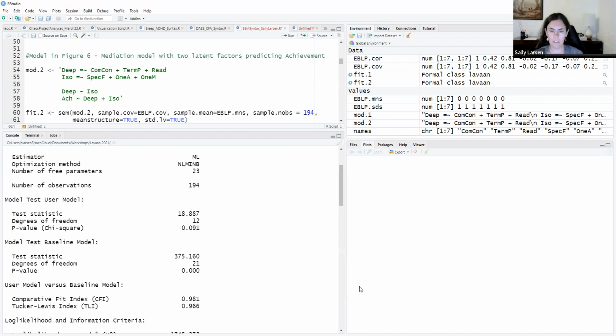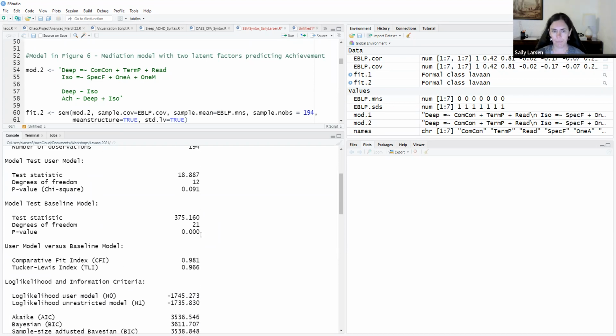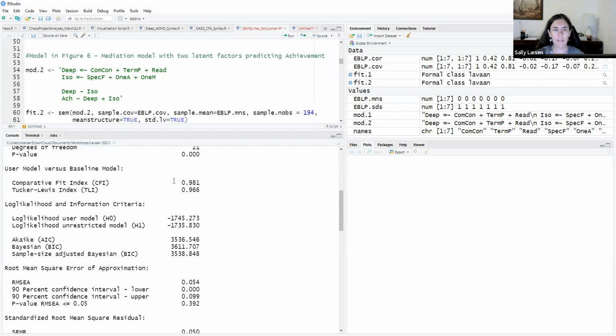So there are different fit statistics which are better in different applications. Again, here we have a chi-square value of 18.88 and 12 degrees of freedom, which is non-significant, which is always what we like to see. Although don't panic if you have a big sample and you're always getting a significant chi-square, that happens all the time. And then the CFI and the TLI are also looking fairly respectable. They're both above 0.95.